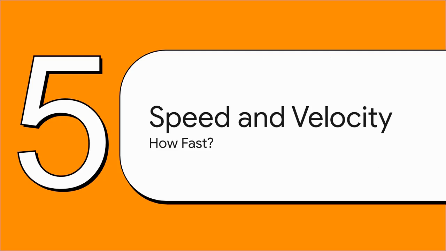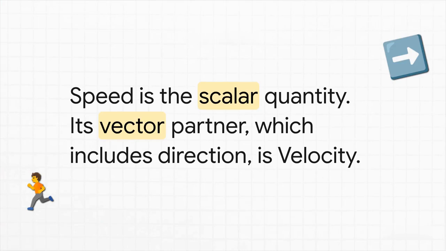We've talked about how far you've gone. Now let's talk about how fast you're going. And you know what? The relationship here is pretty much exactly the same. Speed is the scalar partner in this duo. It's just the number on your speedometer. But velocity? That's the vector. It tells you not only how fast you're going, but also which way.